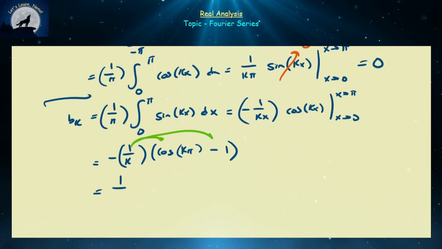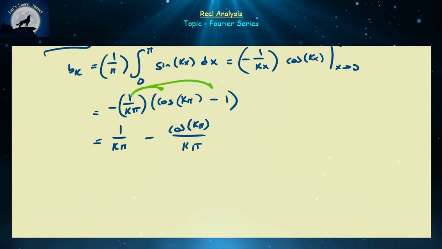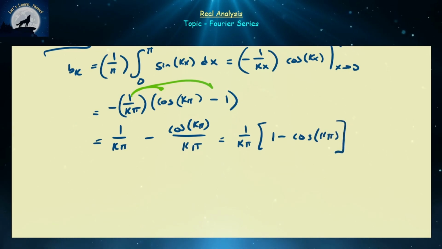So k pi. There we go. I had x there, and it wasn't supposed to be. So that's going to be equal to what? That's going to be 1 over k pi minus cosine of k pi divided by k pi. And we can actually just simplify that to be 1 over k pi times 1 minus cosine of k pi. Right, so those are our coefficients, bk.